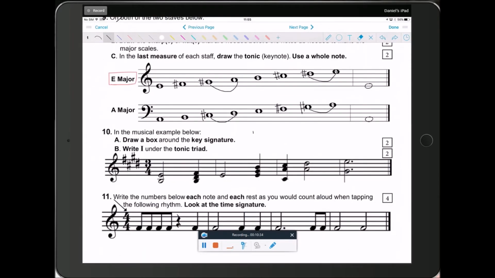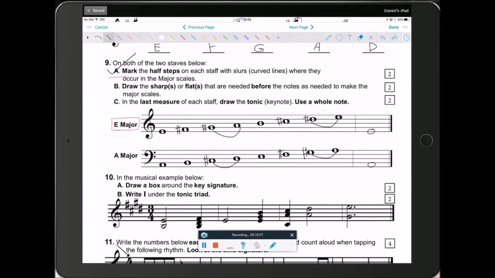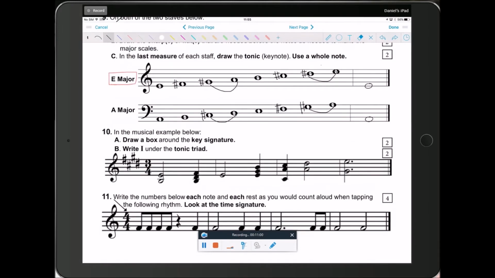It says, in the musical example below, A, draw a box around the key signature. B, write a Roman numeral 1 under the tonic triad. Okay, so first thing we have to do is we have to figure out where the key signature is. We should already know because if we look back up at question number 8, those are what the key signatures look like. So we go back down here and we just look for it. So here I'm going to do it in red, but you're going to do it in pencil on the test. We just draw a box around the key signature.